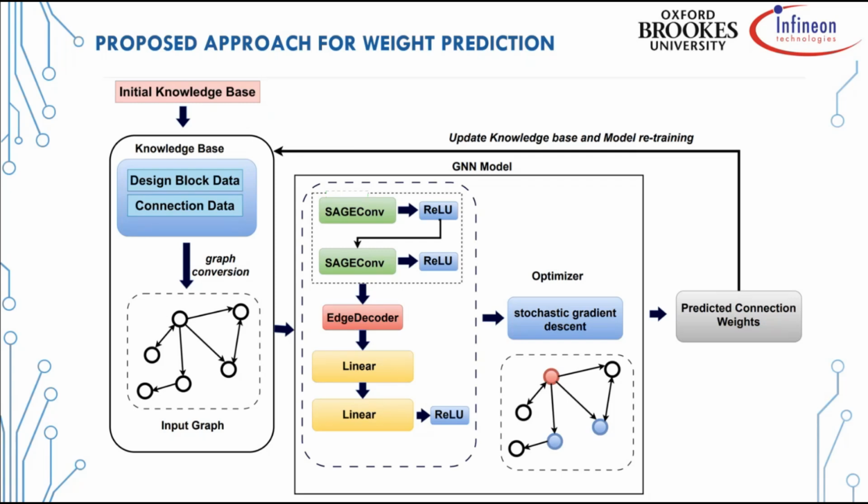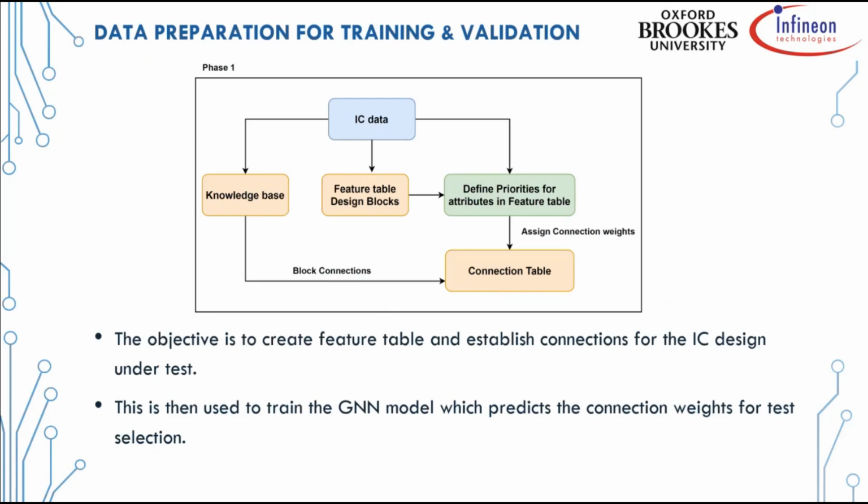And finally, we have an optimizer as well. The optimizer is used to optimize the predictions, the results we get, and continuously update the database we have, and then use that as the knowledge base for the next training phase. So this is how the structure is arranged. And this is how the data is prepared.